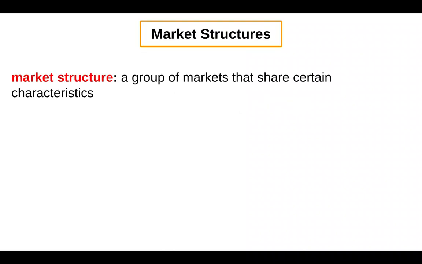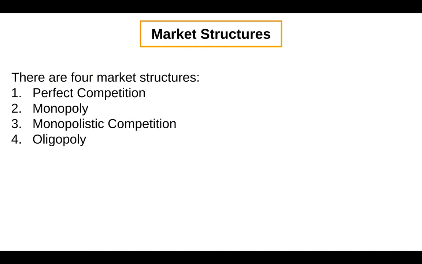To do that, we need to define what a market structure is. A market structure is a group of markets that share certain characteristics in common. Basically, the story of microeconomics is the story of markets and how buyers and sellers interact in those markets. And so a market structure is simply a group of markets that we can put into a bucket that have certain things in common.